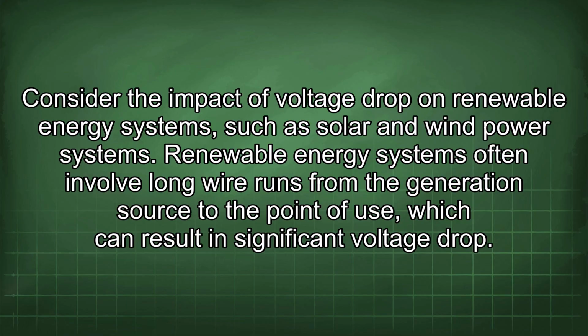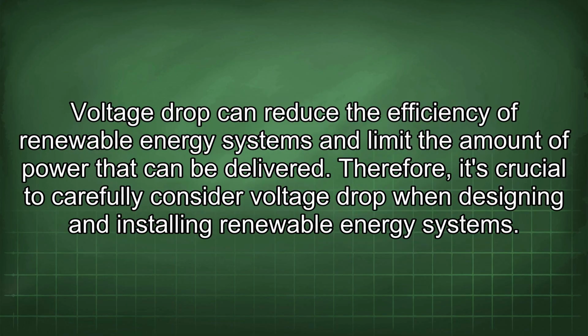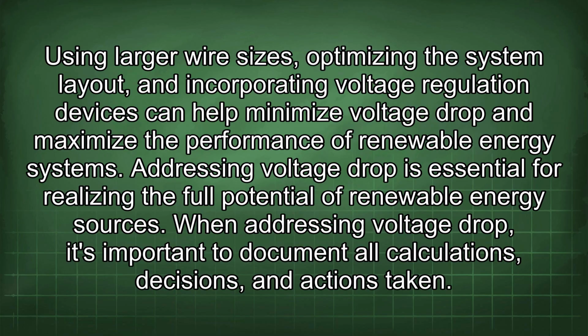Consider the impact of voltage drop on renewable energy systems, such as solar and wind power systems. Renewable energy systems often involve long wire runs from the generation source to the point of use, which can result in significant voltage drop. Voltage drop can reduce the efficiency of renewable energy systems and limit the amount of power that can be delivered. Therefore, it's crucial to carefully consider voltage drop when designing and installing renewable energy systems. Using larger wire sizes, optimizing the system layout, and incorporating voltage regulation devices can help minimize voltage drop and maximize the performance of renewable energy systems. Addressing voltage drop is essential for realizing the full potential of renewable energy sources.